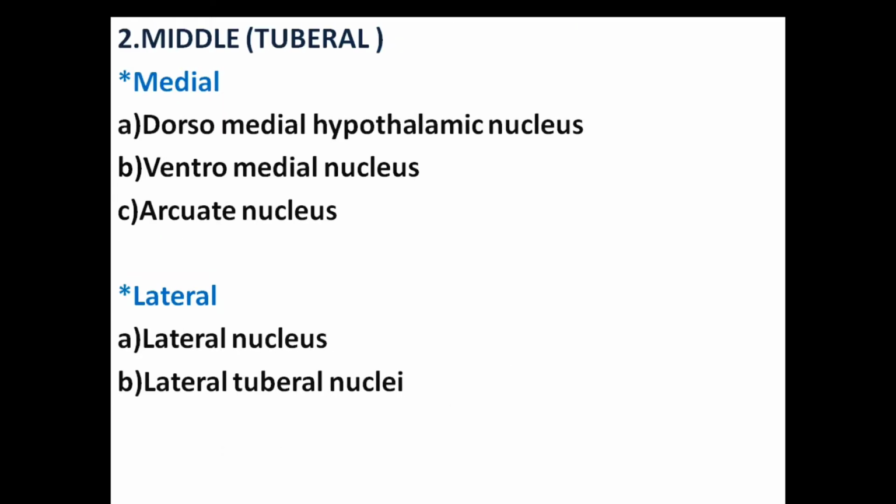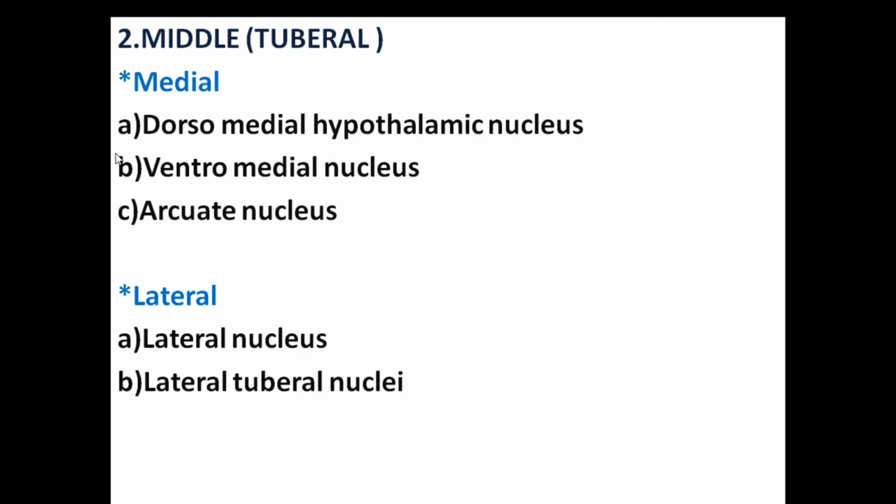Second one, the middle, that is the tuberal region of the hypothalamus. It consists of two regions, that is medial and lateral. And medial consists of three nuclei, that is dorsomedial hypothalamic nuclei, which help to control BP, heart rate, and also stimulate the gastrointestinal system.